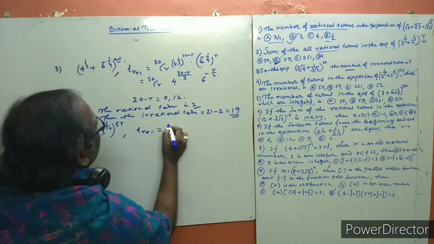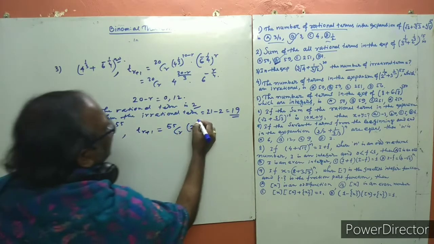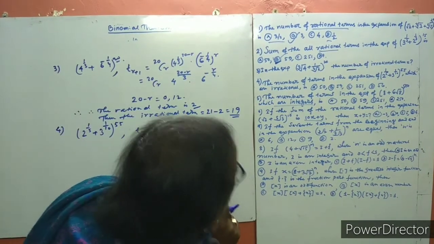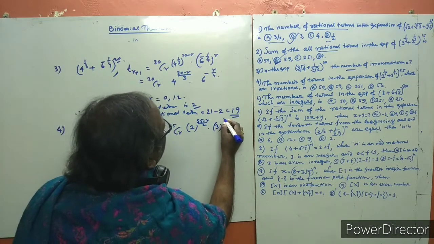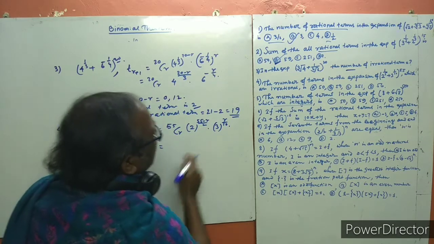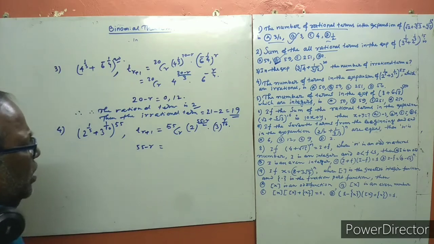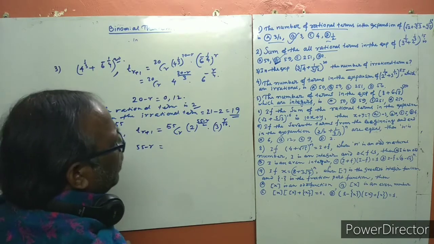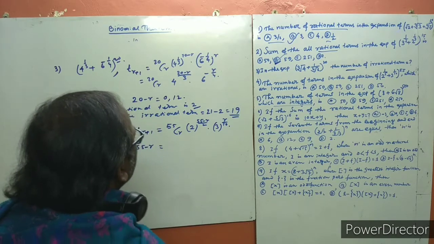That is equal to 55Cr, 2 to the power (55 minus r)/5, and 3 to the power r/10. For 55 minus r over 5 and r over 10, the denominators are 5 and 10, therefore the LCM of that is 10. So you can easily take r as a multiple of 10.